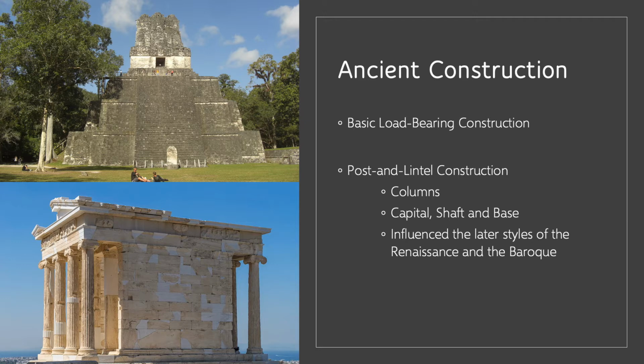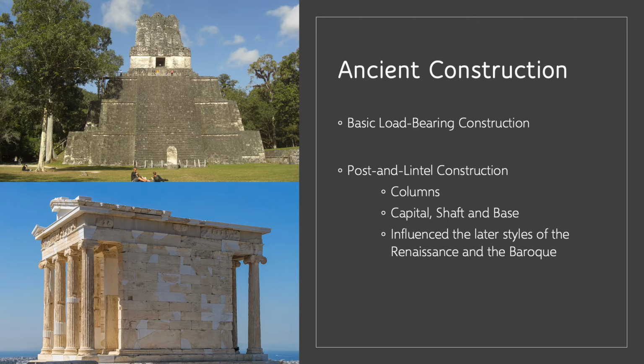Basic load-bearing is the most direct way to build something. An example of this is the picture on the top. This picture is of Temple I in the Great Plaza. They built something like this by piling on one brick onto another. Temple I is a Maya pyramid, which is defined as a support for the temple, creating a platform.